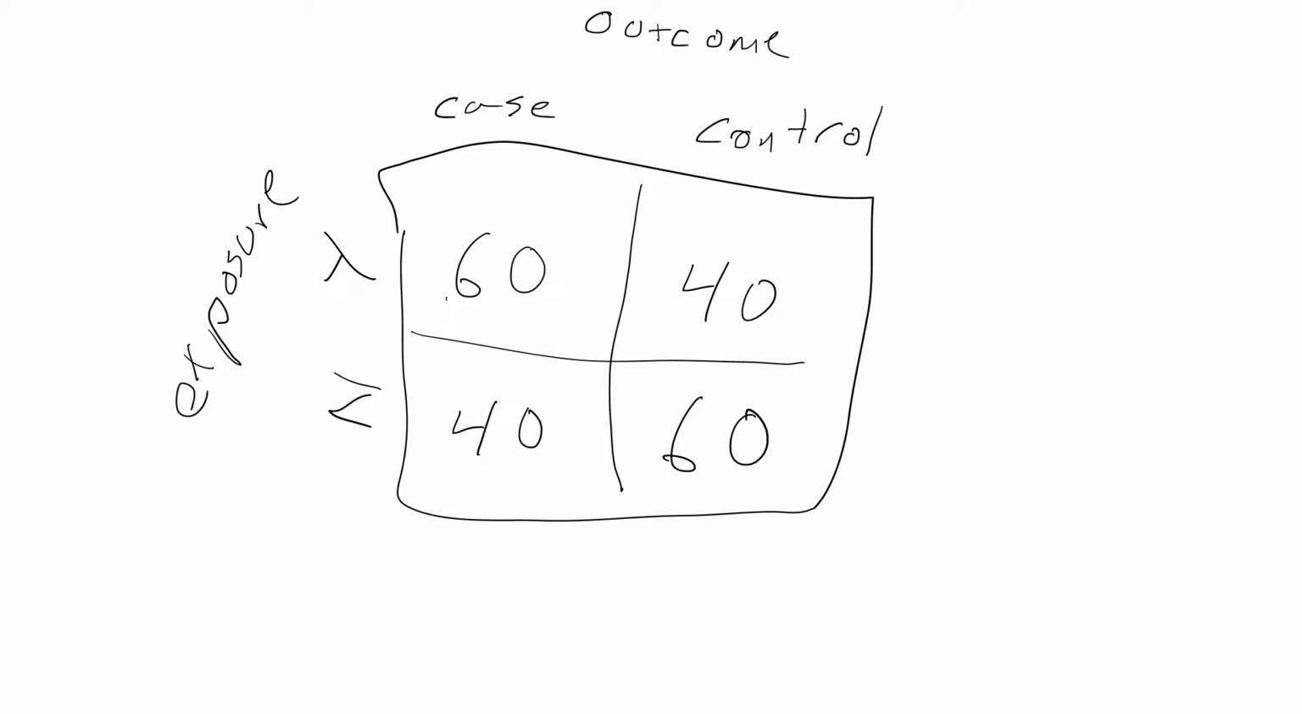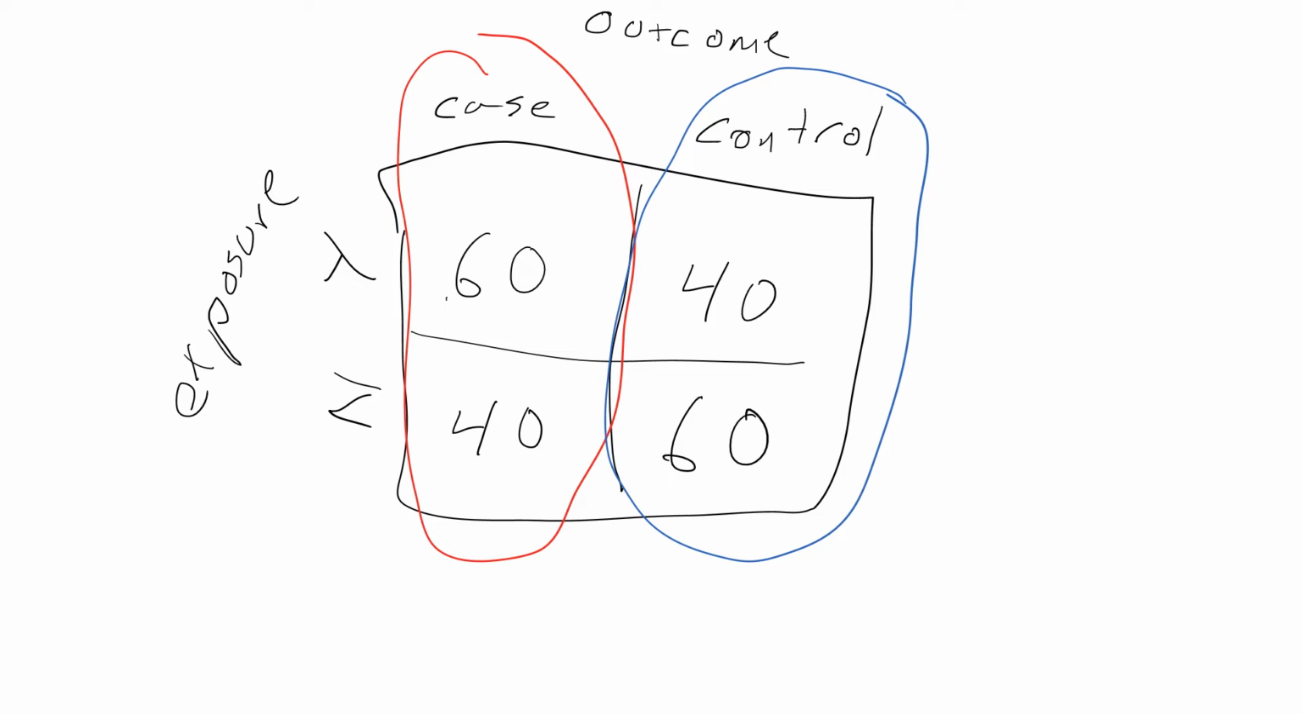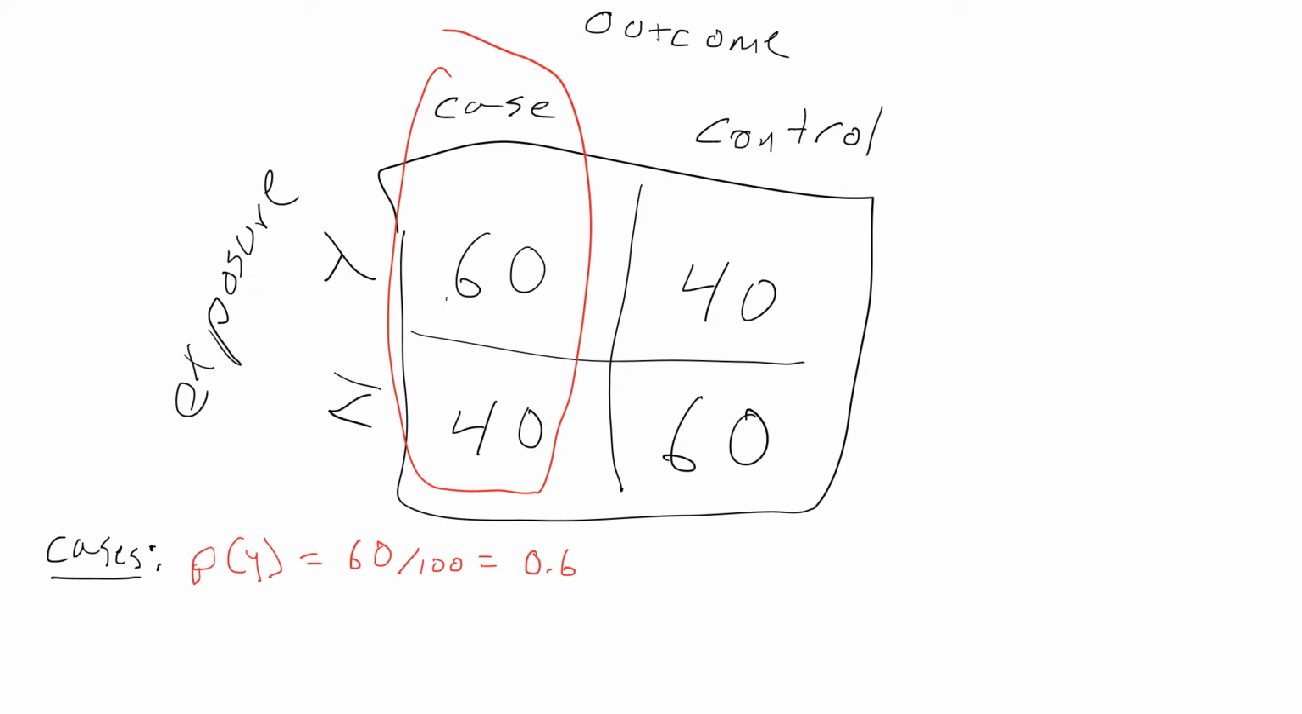Say we conduct a study and get the following numbers. For the odds ratio, we compare the odds of having the exposure in the cases to the odds of having the exposure in the controls. To get the odds of the exposure among cases, we start by calculating the probability of having the exposure among cases, which is 0.6. Then the probability of not having the exposure is 0.4. To get the odds of exposure, we divide the probability of having the exposure by the probability of not having the exposure to get 1.5.